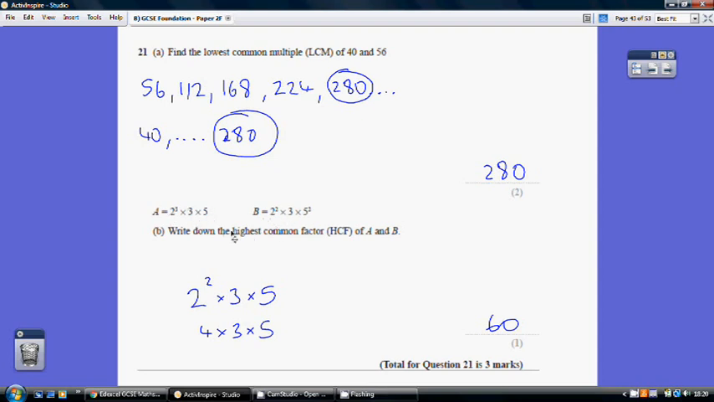Then the biggest one common to 3 and 3 is 3. And the biggest one common to 5 and 5 squared is 5. So our highest common factor is going to be 2 squared times 3 times 5. 2 squared is 4, 4 3s are 12, 12 5s is 60.